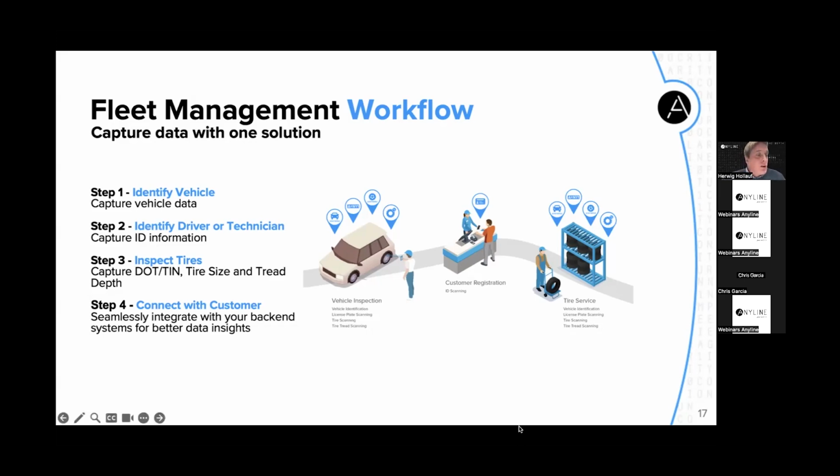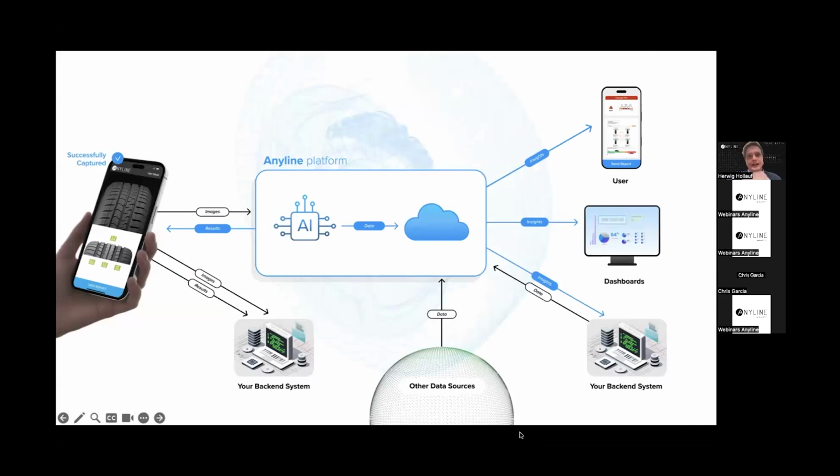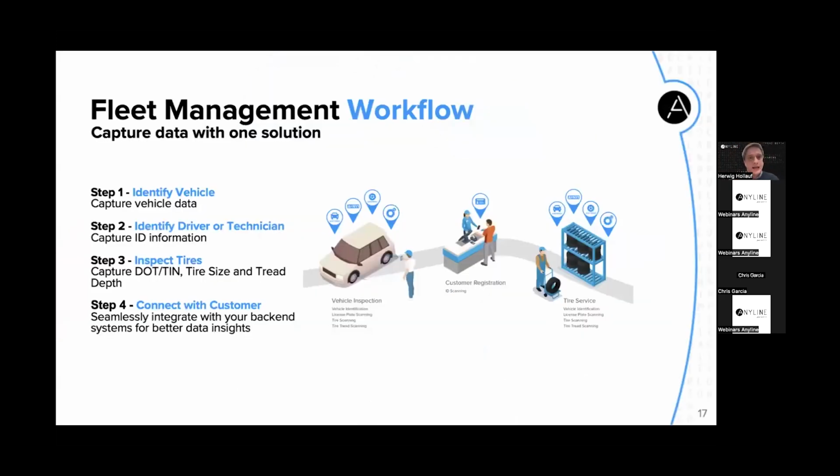It's also up to you how you set up the Anyline products. So our standard workflow that works for most of our clients and for most of our prospects is that they first have to identify the vehicle. We do that either via the license plate or the vehicle identification number, quickly scanned.